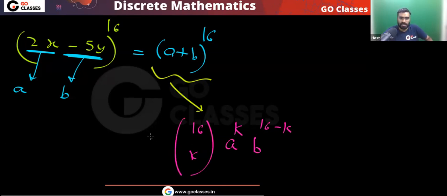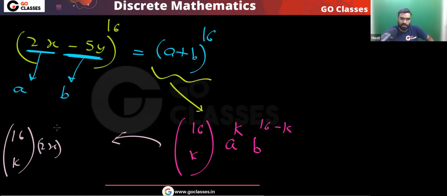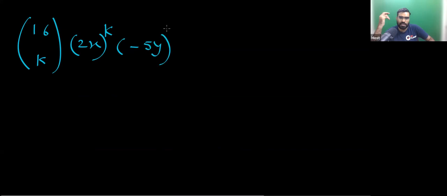So every term is something like this: 16Ck, A power k, where A is 2x, so that is 2x power k, and B power 16 minus k, where B is minus 5y, so minus 5y power 16 minus k. Every term is like this: 16Ck, (2x) power k, (minus 5y) power 16 minus k.